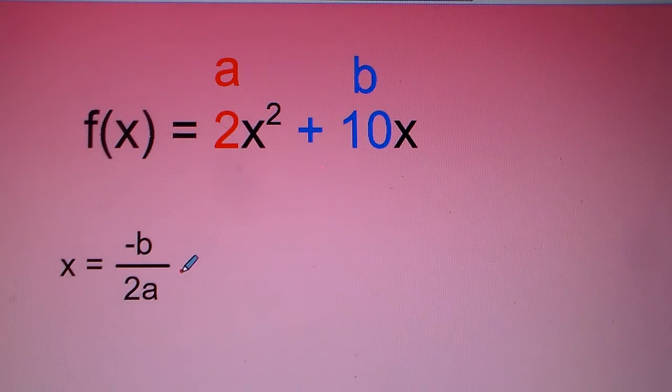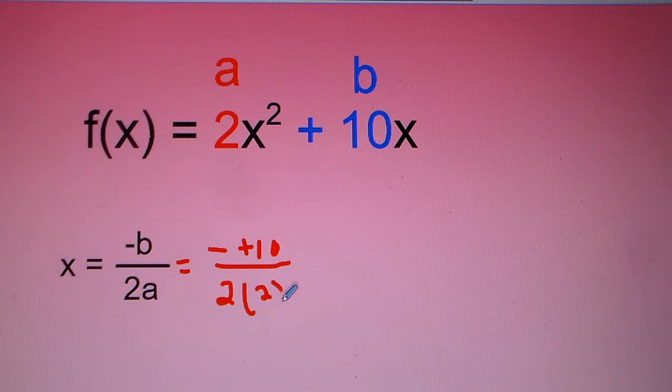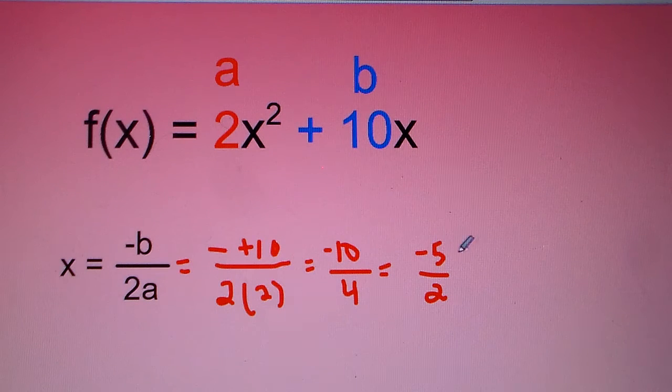We'll just continue practicing here. This one's a little bit different because there is no c value. Not a big deal. We don't always need c. We need minus b, which is minus a positive 10, divided by 2 times my a value, which is positive 2. Plus minus is really a minus, so we have negative 10 over 4. And negative 10 over 4, that's going to simplify down to negative 5 over 2. Now it's okay to have fractions or decimals.